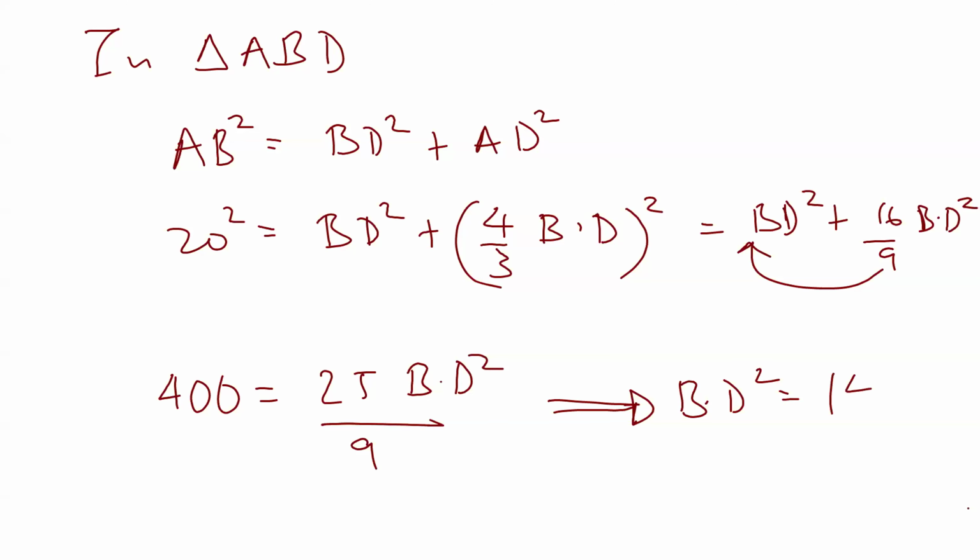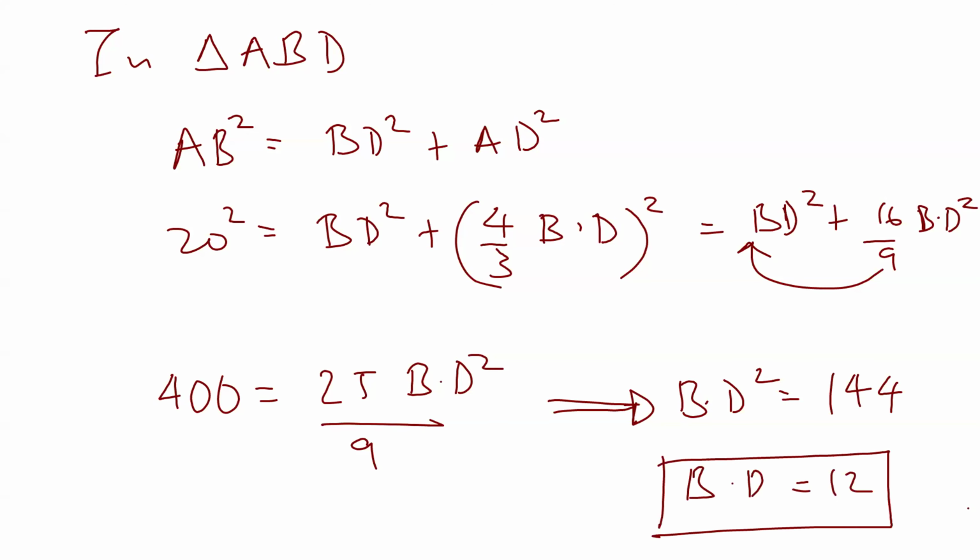That is 144. So BD is equal to 12. The length cannot be negative, so we've just taken 12 over here. We got the value of BD.